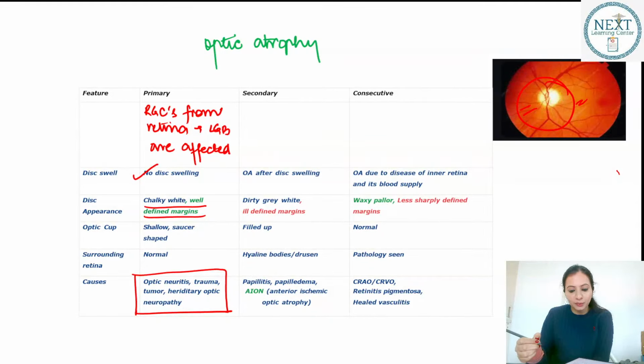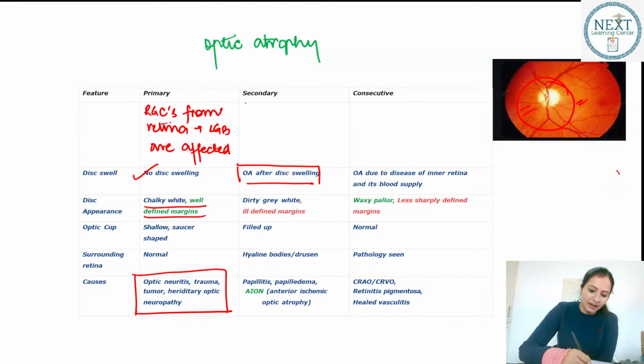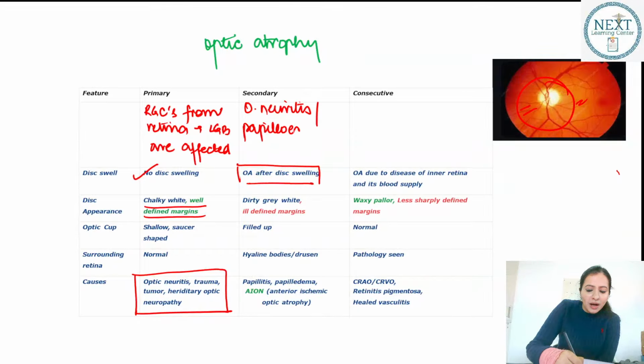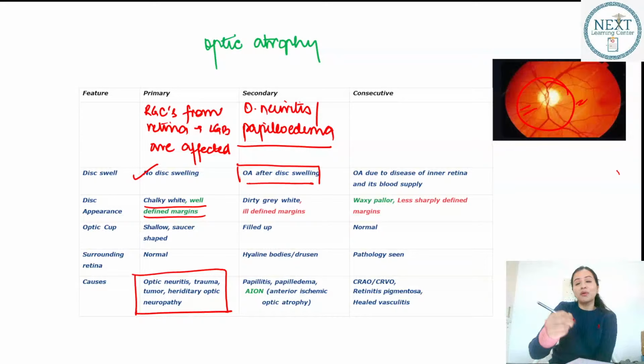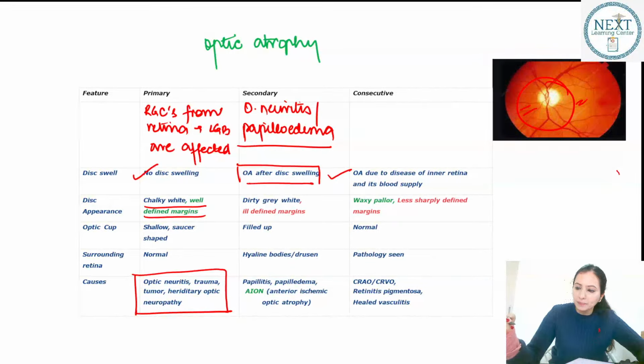and hereditary optic neuropathy. Secondary is the one that is occurring after any disc swelling. Suppose the patient had optic neuritis or papilledema. Whenever you have long-standing, chronic, untreated optic neuritis or papilledema, then your optic nerve will be permanently damaged. Okay, that is what you call as secondary optic atrophy. Causes include papillitis, papilledema, and anterior ischemic optic neuropathy.